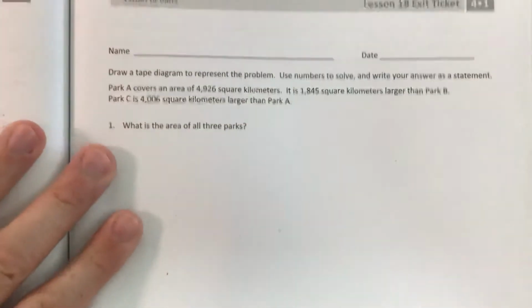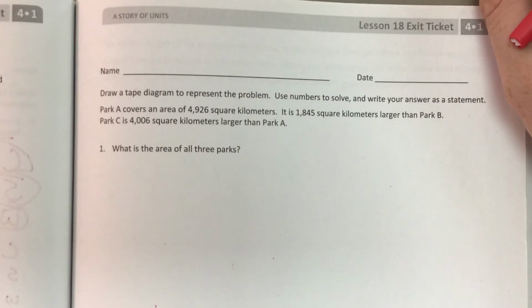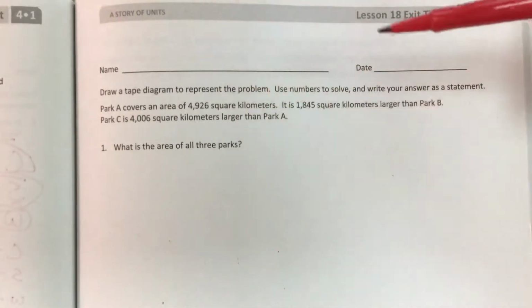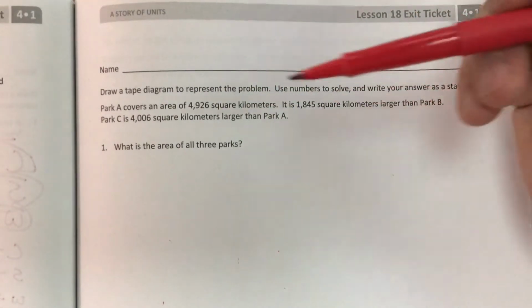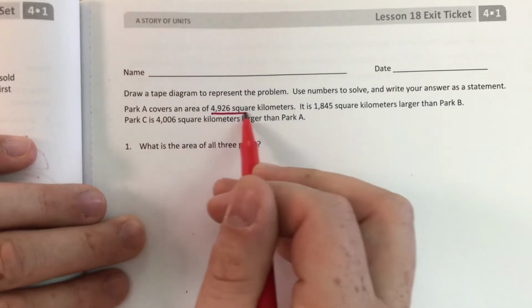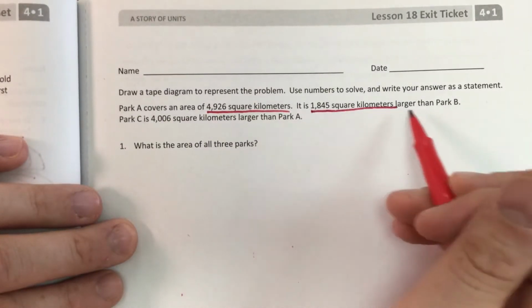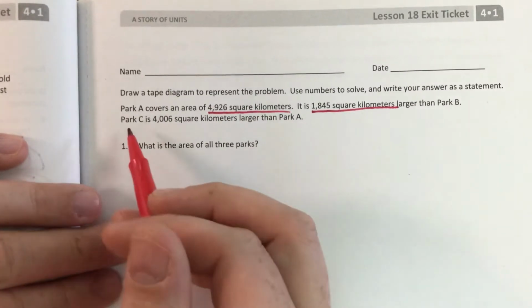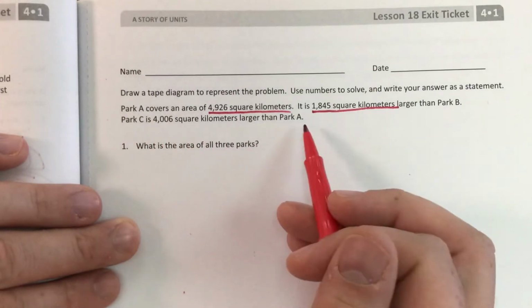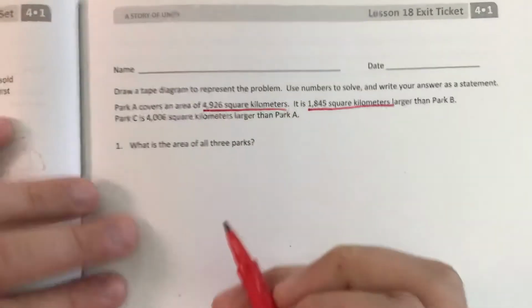We're going to look at our exit ticket now. There are two other problems in the problem set that you'll check out. But it says draw a tape diagram, use numbers to solve, write your answers as a statement. Park A covers an area of this many square kilometers. It is this many square kilometers larger than Park B, and Park C is this many kilometers larger than Park A. So again, Park A is going to be our largest.